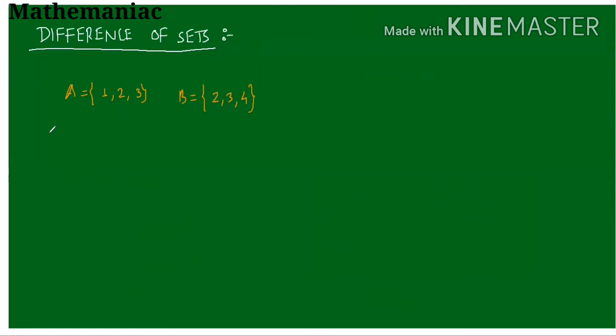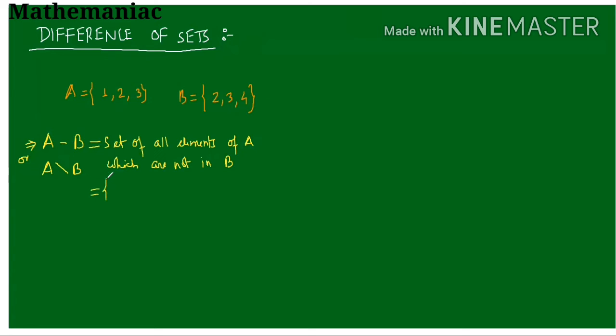Now if I ask you to write A minus B, sometimes people write like this also. Both the symbols are valid. I write like this. So A difference B matlab set of all elements of A which are not in B.